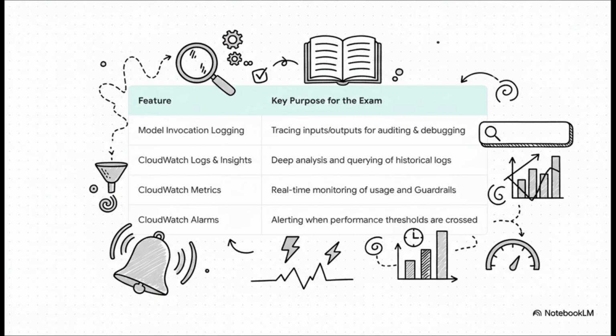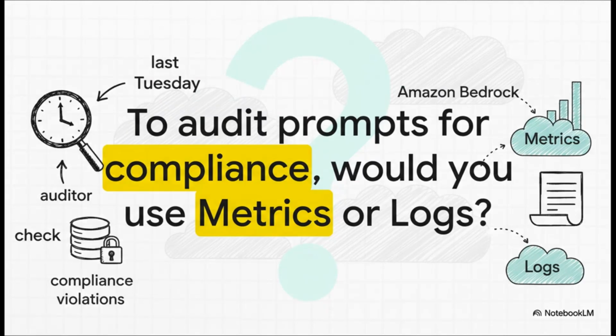You start with model invocation logging for tracing inputs and outputs, which is critical for auditing and debugging. Then, to actually analyze all that historical data, you use CloudWatch Logs and Insights. For what's happening right now, for real-time monitoring of things like guardrails, you're looking at CloudWatch metrics. And finally, when one of those metrics crosses a line you care about, that's when CloudWatch alarms kick in to let you know. See how they all fit together? That's the key.